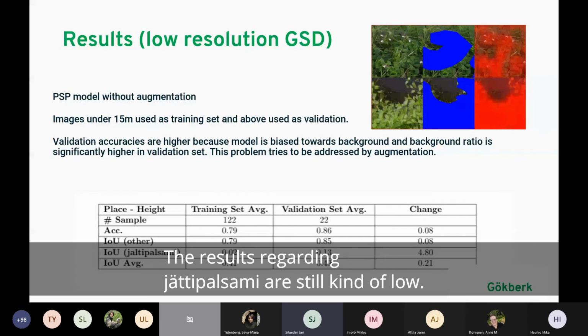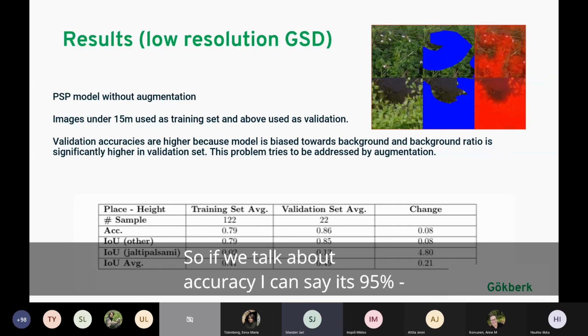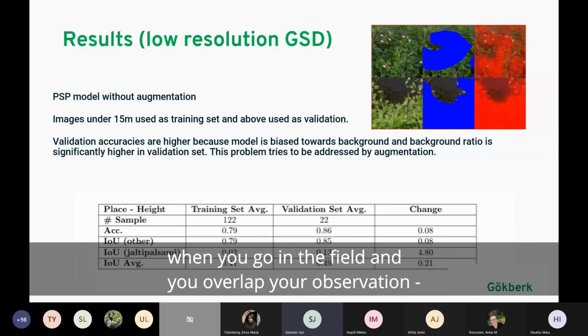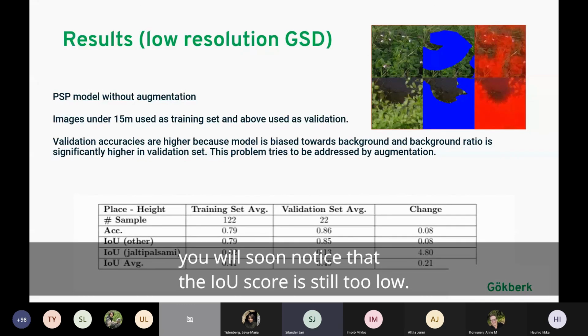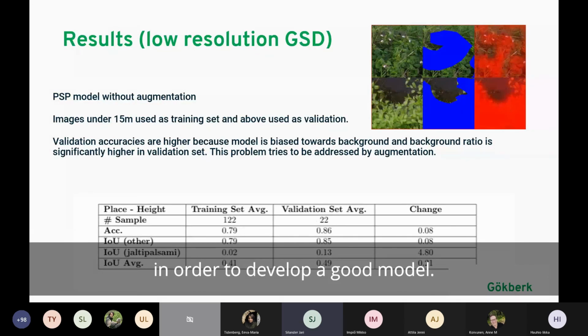And the results regarding jättipalsami are still kind of low. Even the accuracy might be higher. So if we talk about accuracy, I can say that it's 95%, but this IOU score describes it exactly. When you go in the field and you overlap your observation with the machine learning model, you will soon notice that the IOU score is actually still too low. This would mean that we should find lots more data in order to develop a good model.